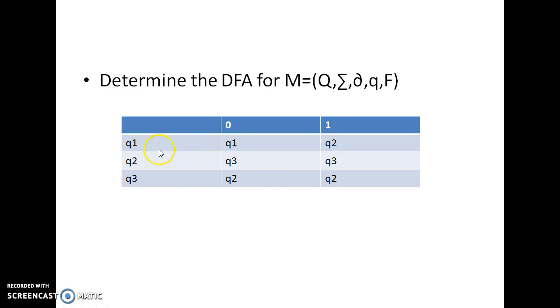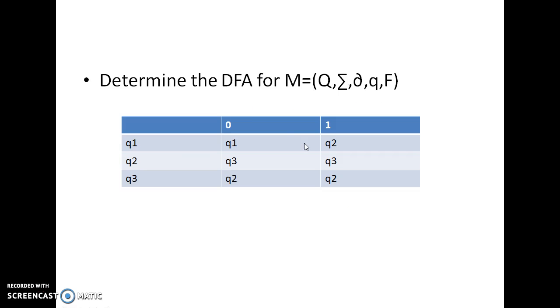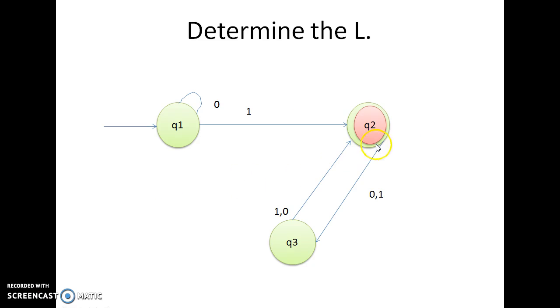Then from Q1 on 1, it will be having a transition from Q1 to Q2. Then Q2 to Q3 will be on 0. So here in this case this one will be the accepting state. So Q2 to Q3 will be having 0, 1, as well as Q3 to Q2 will be having 1, 0.